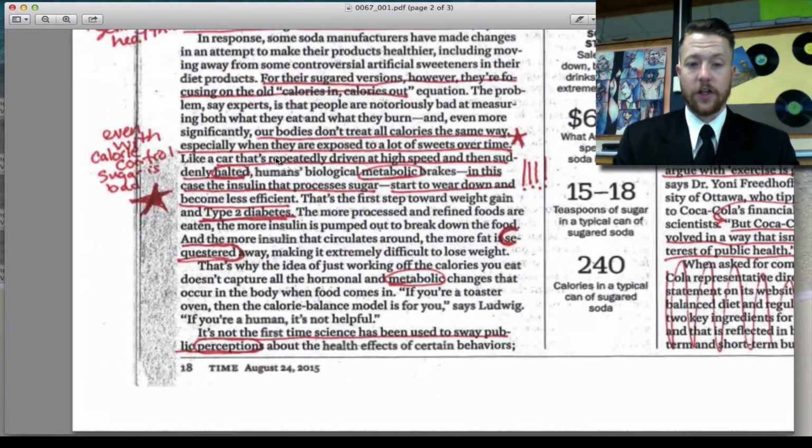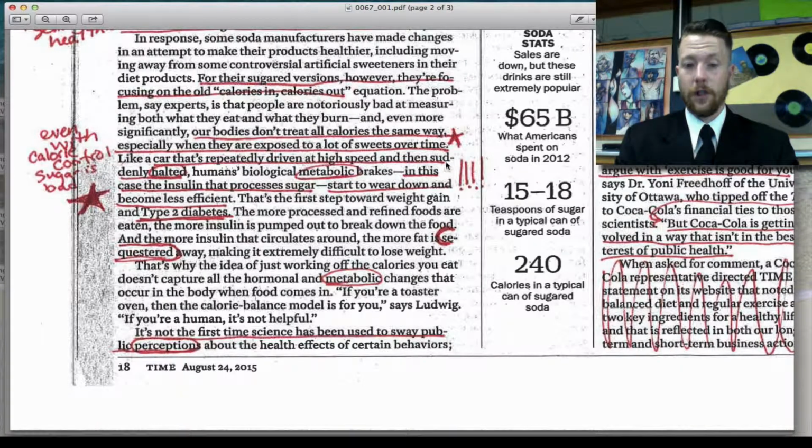If you look down into this section of the text, I put an essential star here, a big essential star next to this. Even with calorie control, sugar is bad. Exclamation points, a surprising way for me to look at it. Our bodies don't treat all calories the same way, especially when they are exposed to a lot of sweets over time, like a car that's repeatedly driven at high speeds and then suddenly halted. In this case, the insulin that processes sugar starts to wear down and become less efficient. That's something I didn't know or think about in terms of insulin production and diabetes.